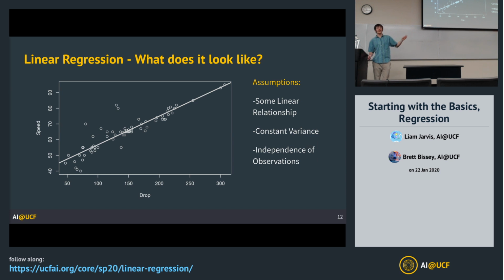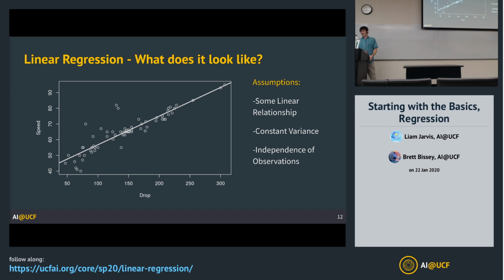Another assumption we have is constant variance. Anybody have any idea what that might mean in this domain? Is that another word for the random error that you mentioned earlier? Yeah. When we say constant variance, we want there to be about the same amount of error over our entire x-axis. We don't want certain spots to have more error.